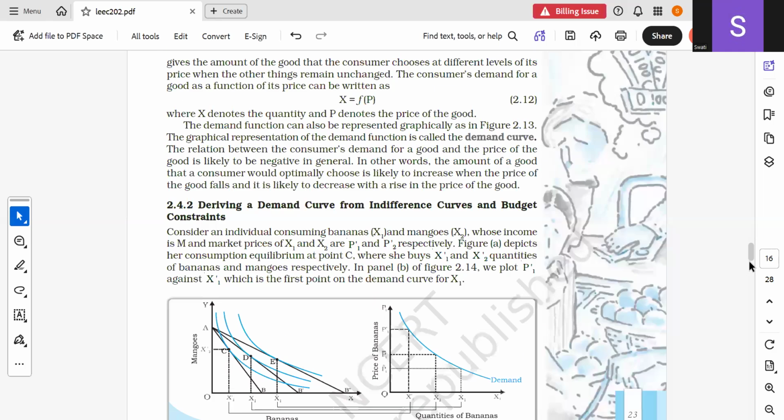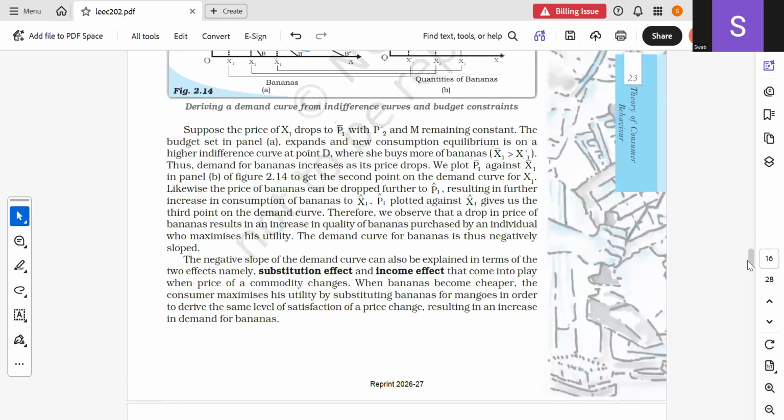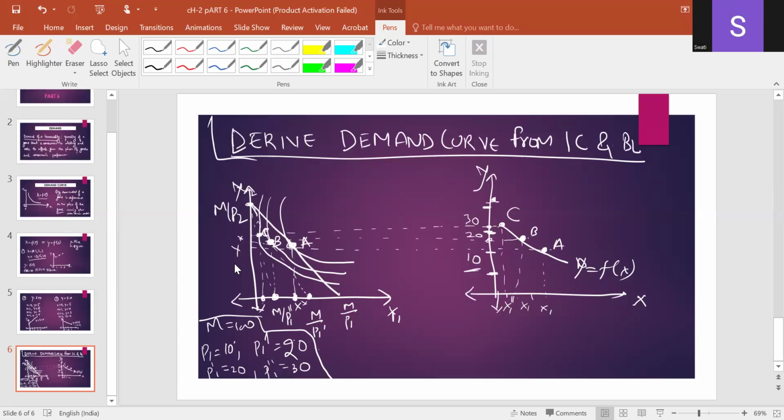So that's all for this video. We will continue with more on this demand curve, and we will discuss further the properties of the demand curve. There is so much to talk about on this, so we will cover that in our next video.